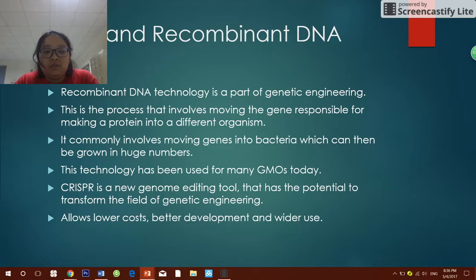CRISPR is a new genome editing tool that has the potential to transform the field of genetic engineering. It allowed lower costs, which would make it more affordable for everyone, and it is more precise to allow better development, and this will result in wider use.